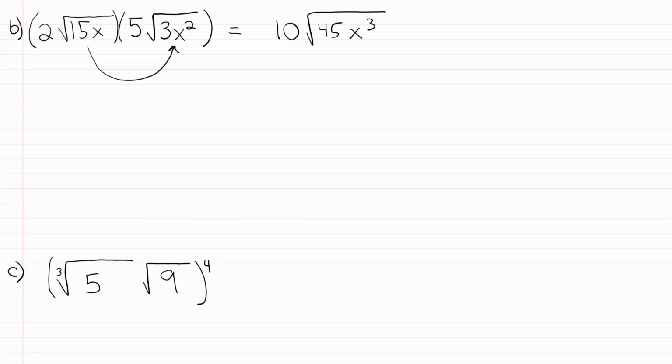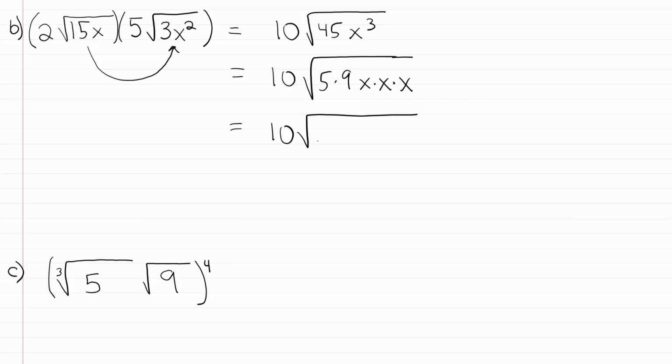So in order to simplify our answer, we're going to go ahead and say that the 45 is just 5 times 9, and x to the 3rd is x times x times x. Now from there, we can say 10 times the square root of 5 times 3 times 3, and then times x times x times x.